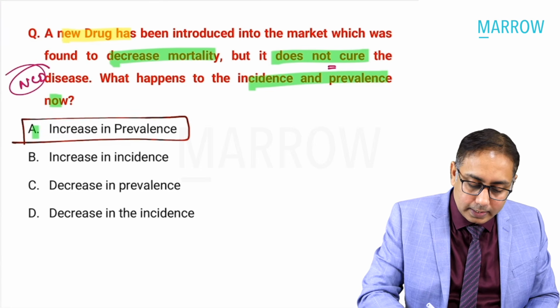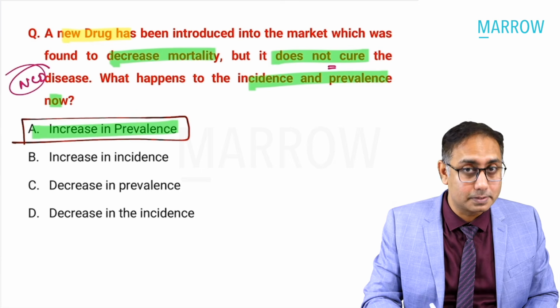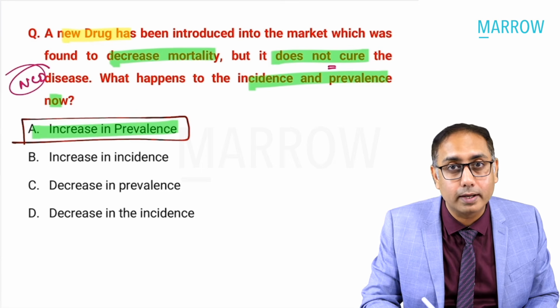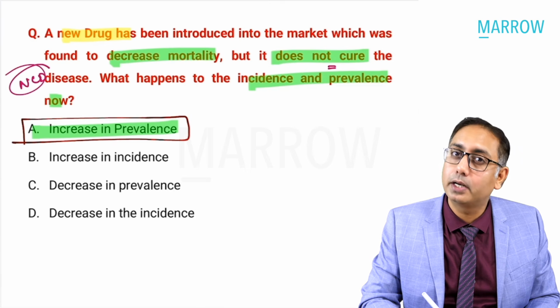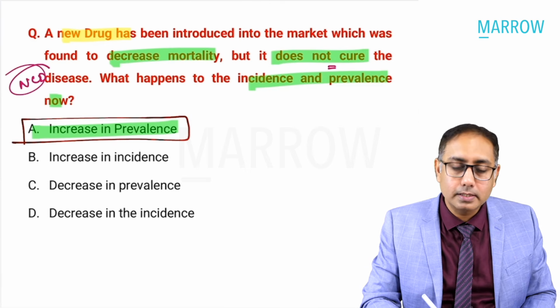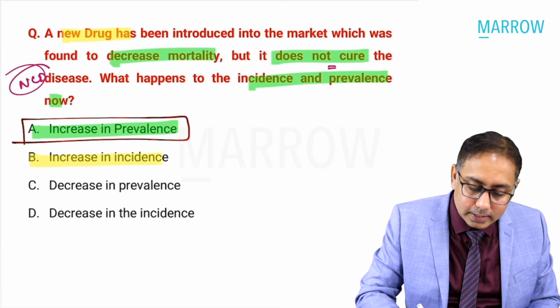There will be increase in prevalence. But if the question had said that there was a communicable disease, mind it, if the question talks about gonorrhea, if the question talks about syphilis, if the question talks about hepatitis B, in those cases, there will be technically increase in prevalence and there will be increase in incidence.